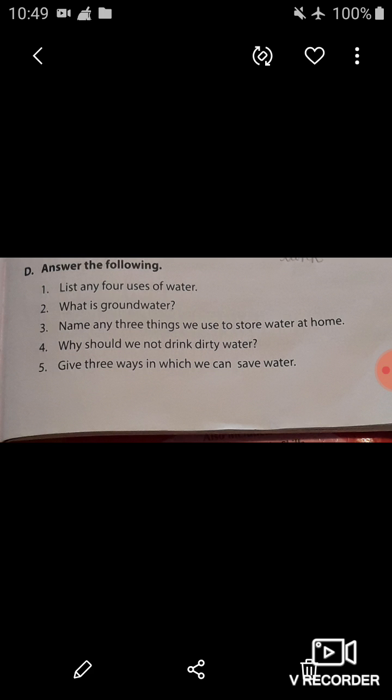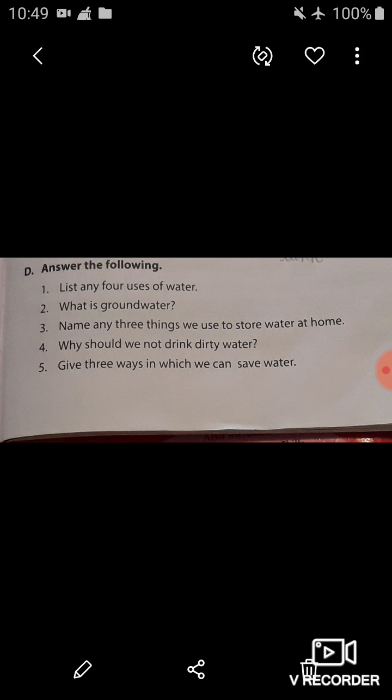Now let's come to question number 4. Why should we not drink dirty water? So students, why should we not drink dirty water? Because dirty water can make us ill. So the answer of question number 4 is: because dirty water can make us ill.